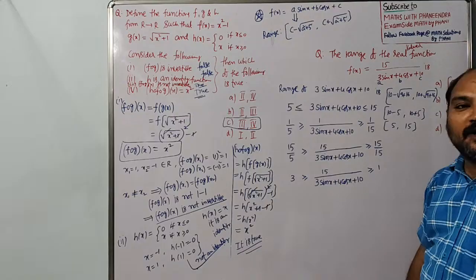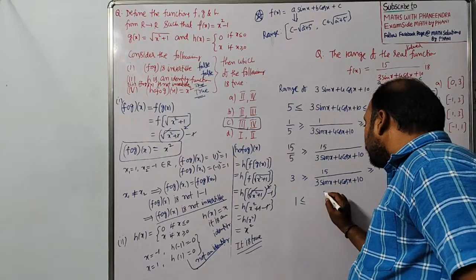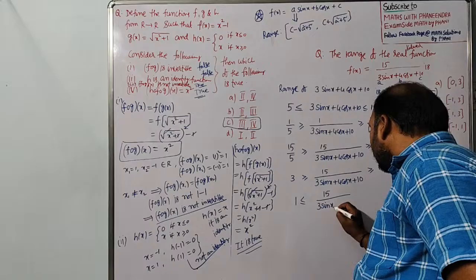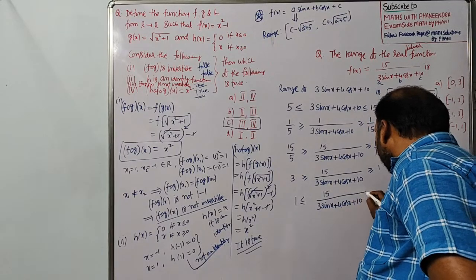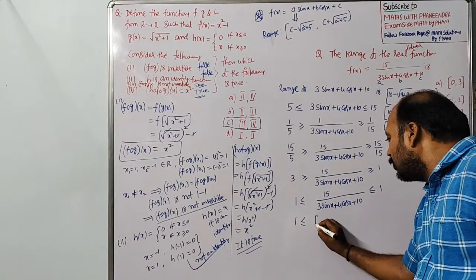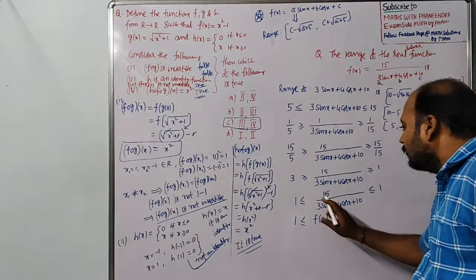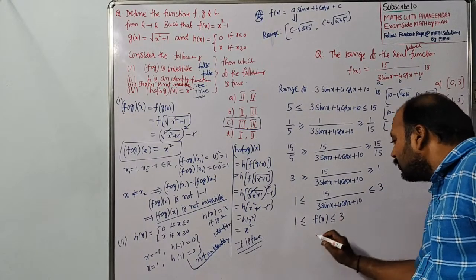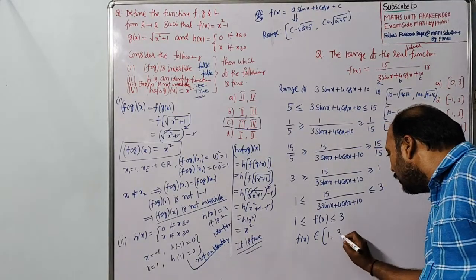But whenever you are writing the range, the inequality will change here. So 1 is less than or equal to 15 by 3 sin x plus 4 cos x plus 10 is less than or equal to 3. So 1 is less than or equal to f of x is less than or equal to 3. So that means f of x belongs to, lies between closed 1 comma 3.